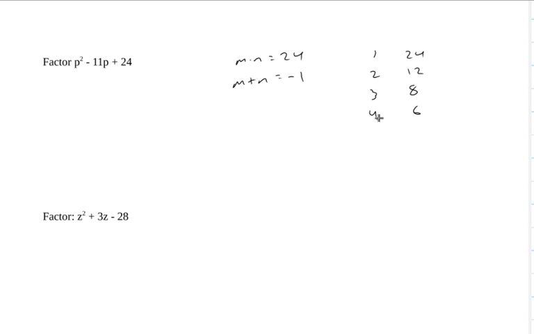Of course, this is not necessarily paying attention to if either of them are negative, but I know the sum should be negative 11, not 11. The sum should be negative, and since the product is positive, I know they're either both positive or both negative. Since the sum is negative, I know that they should both be negative. And pretty quickly you can see that this pair right here, negative 3 and negative 8, is the one I'm looking for, because negative 3 plus negative 8 is negative 11. So this means this factors as p minus 3 times p minus 8.